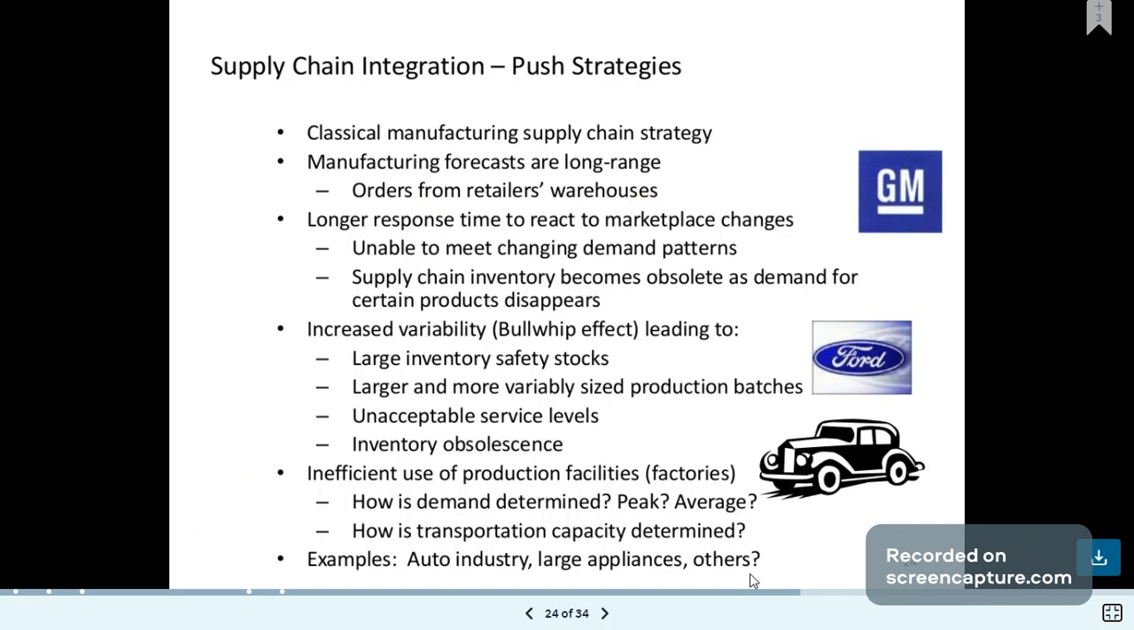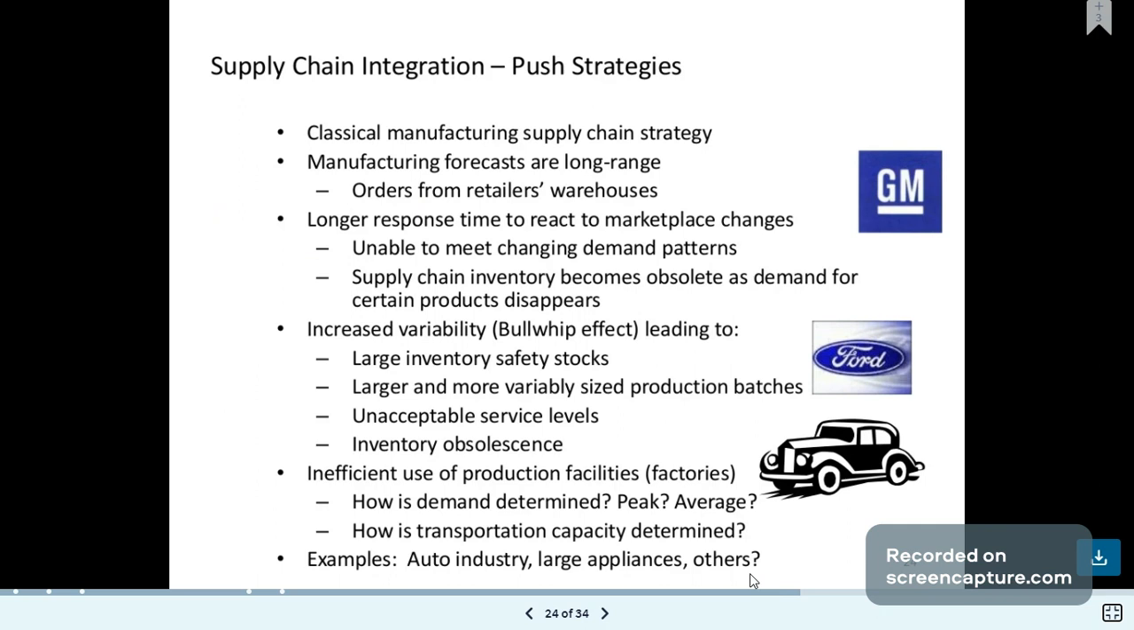Supply chain integration: push strategies. These are the push strategies that multiple companies are using. MNC companies are also working on this basis, as we are following the classical manufacturing supply chain strategy. Manufacturing forecasts are long range. Orders come from retailers' warehouses, with longer response times to react to marketplace changes, and they are unable to meet changing demand patterns.